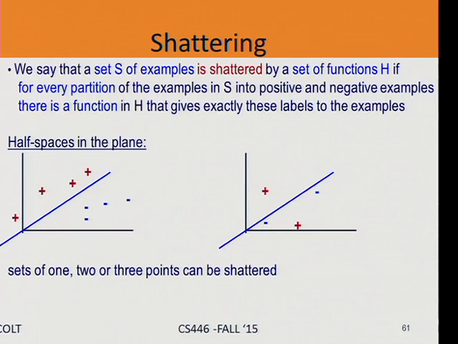Can you always shatter a set of 3 points? Always? Give me an example of a set that you cannot shatter. Yeah. Points are on a line, and it's like positive, negative, positive. So if I give you a set of 3 points and they're on a line, there is a labeling that you cannot express. Put negative in the middle, positive outside.